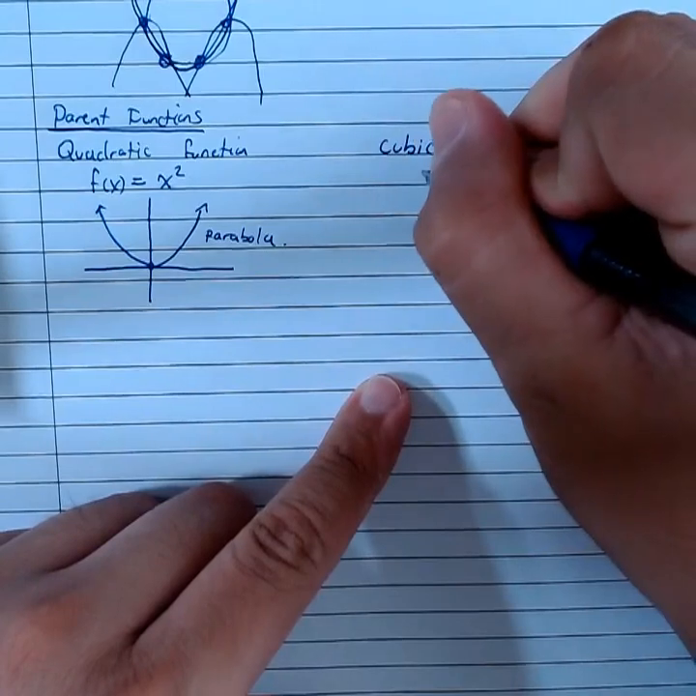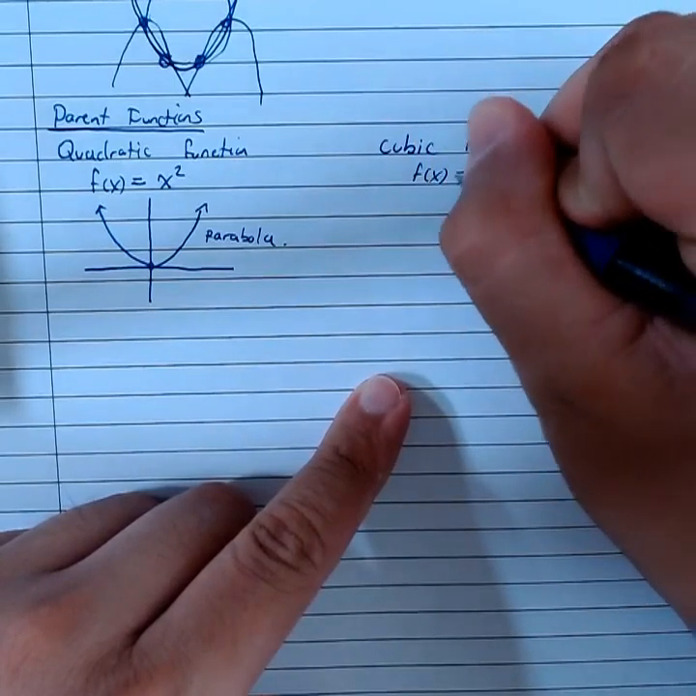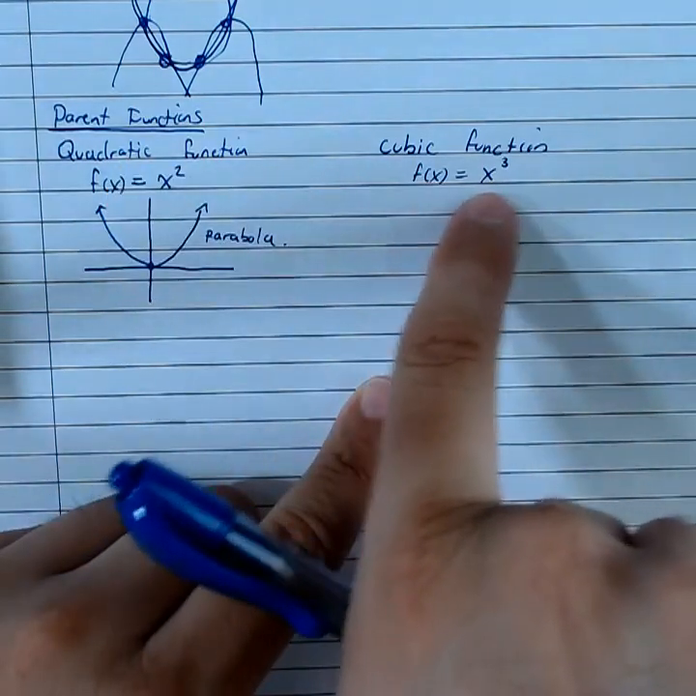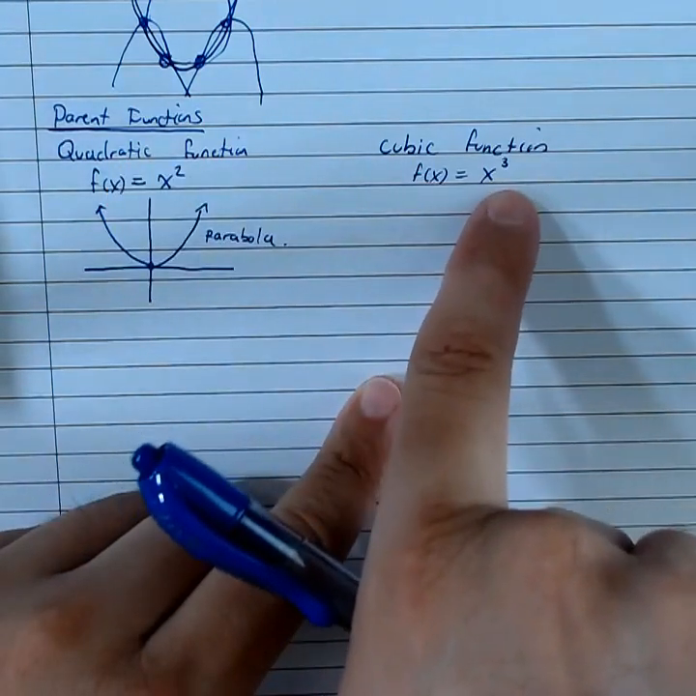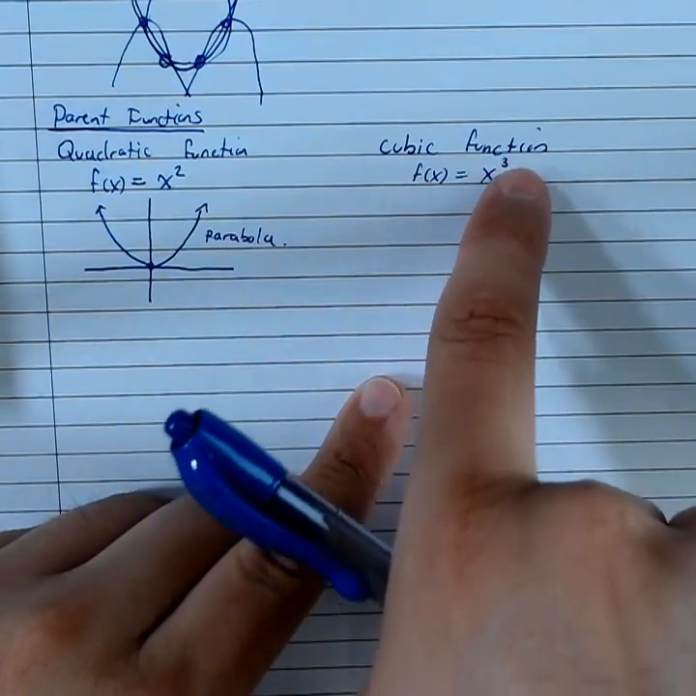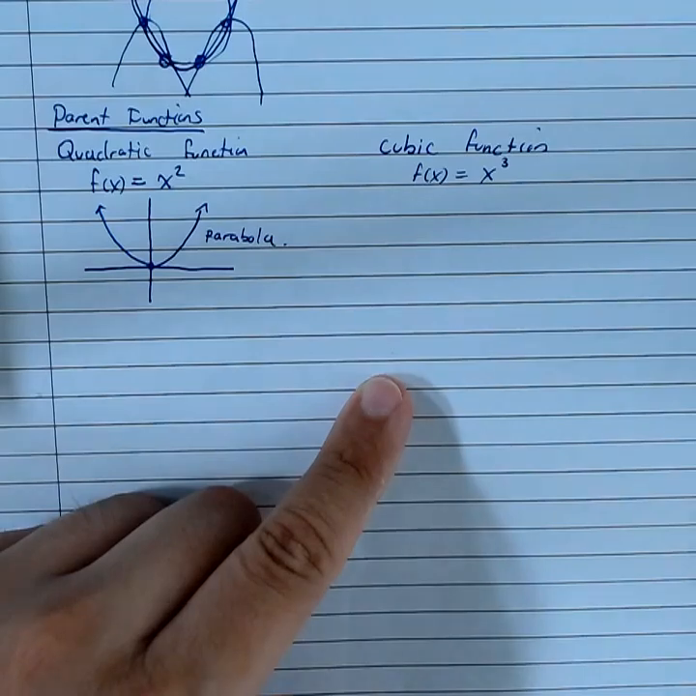And the cubic parent function is the most simple cubic function. We're not saying plus anything or minus anything or times anything. It's just x to the cube, hence the name, the cubic function.